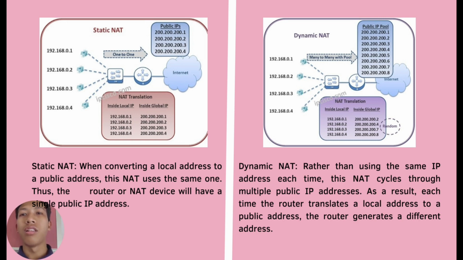Other than that, dynamic NAT will cycle through multiple public IP addresses. As a result, each time the router converts a local IP address into a public one, the router will generate a different address. So, basically, dynamic NAT will cycle through multiple public IP addresses, while a static NAT will only use a single public IP address.